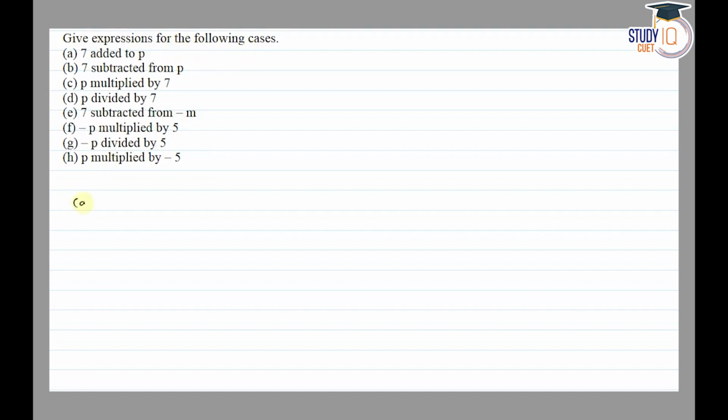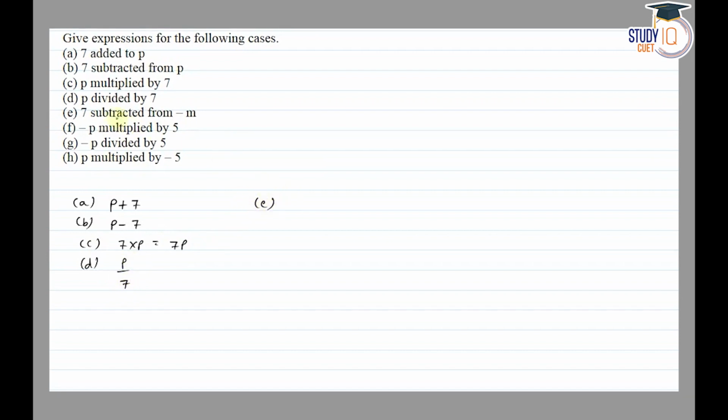So part A. 7 added to P. So there are P plus 7. B. 7 subtracted from P. So there are P minus 7. C. P multiplied by 7. So there are 7 into P is equal to 7P. D. P divided by 7. So there are P by 7.